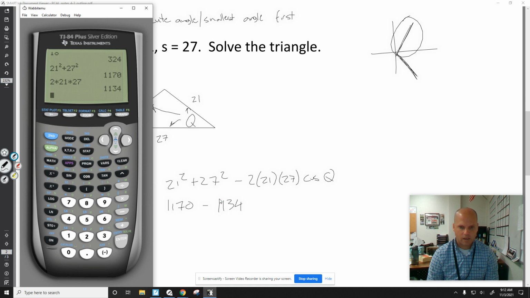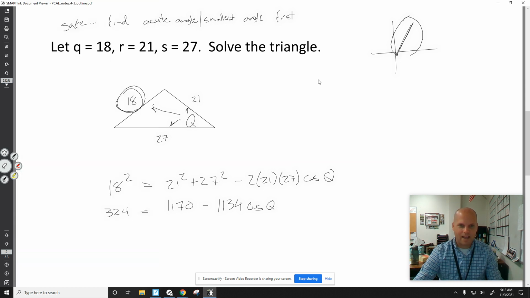1,134 equals the cosine of Q. Okay? Oh, guys, never mind. You can never have an angle here. If you ever get a negative angle or an angle in the fourth quadrant, that angle is going to be bigger than 180 degrees. It can't exist in the triangle. Law of cosines is safe. It's safe to use for any angle. You can find any angle.